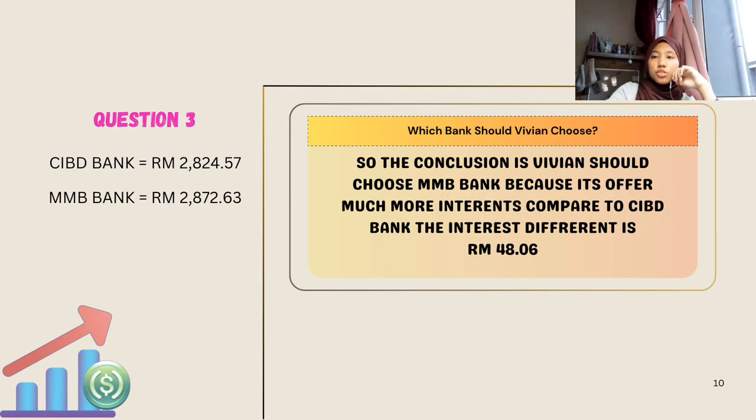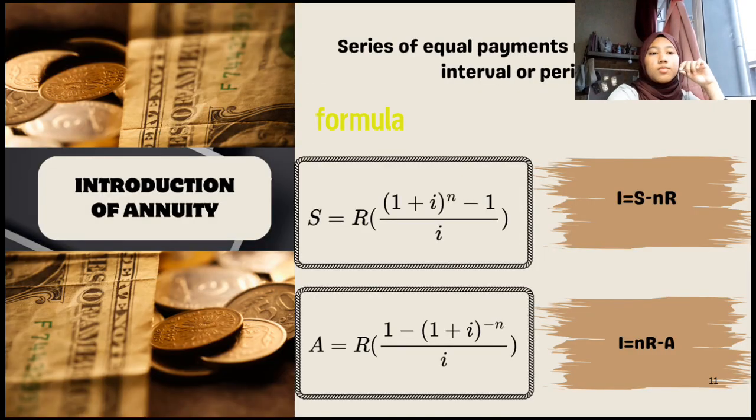Okay, so the question is, which bank should Vivian choose? The conclusion is Vivian should choose MMB Bank because it offers much more interest compared to CIBD Bank. The interest difference is RM 48.06 Malaysian ringgit. Okay, that's all. Thank you.